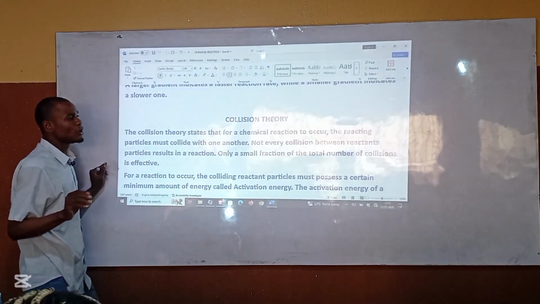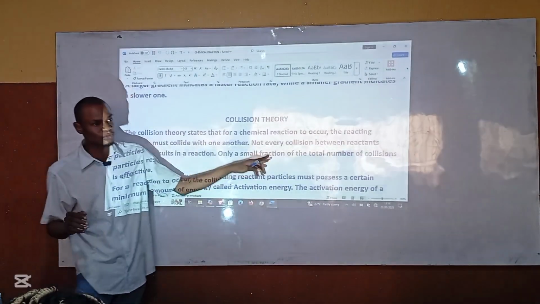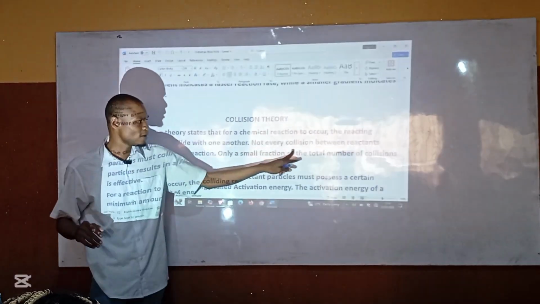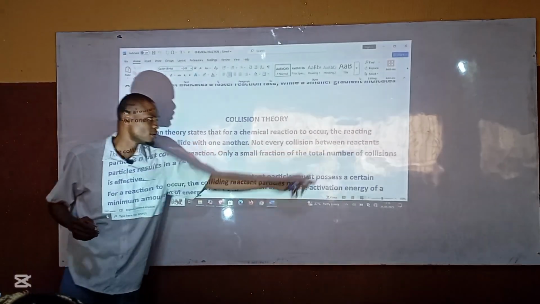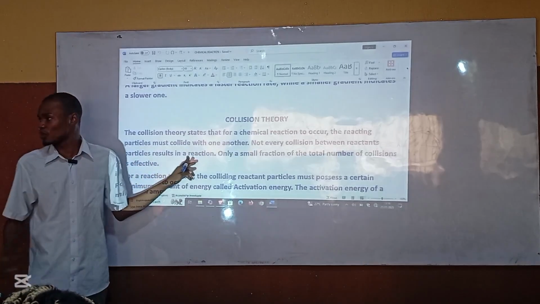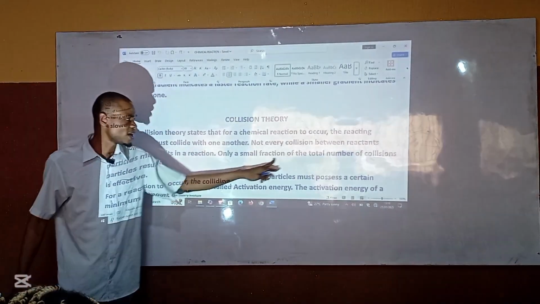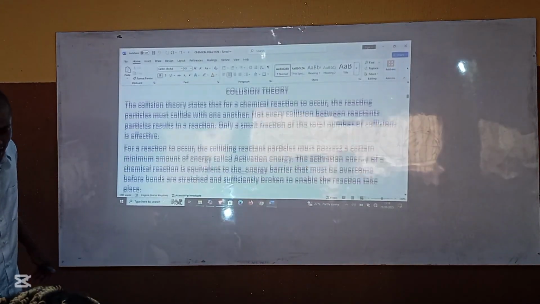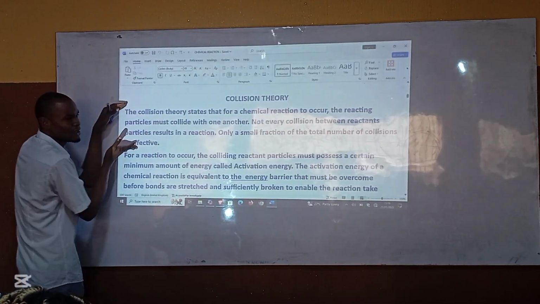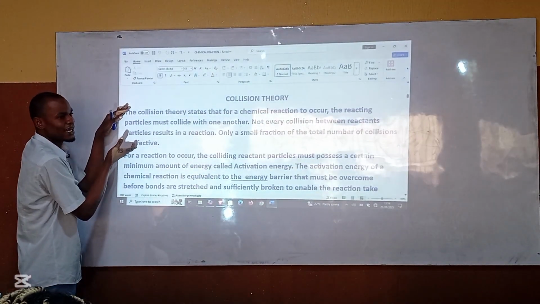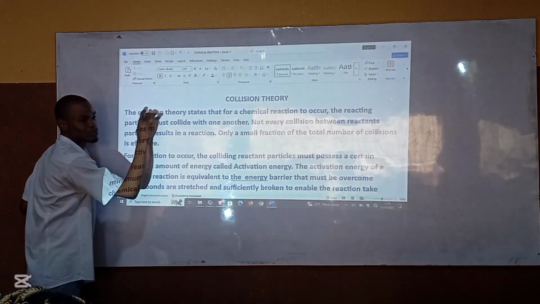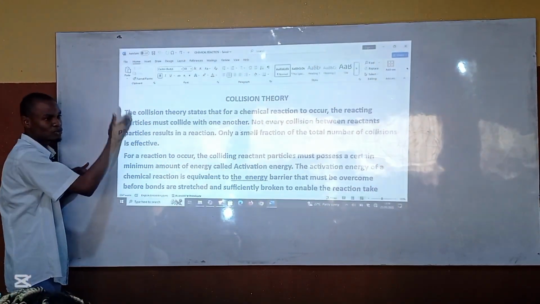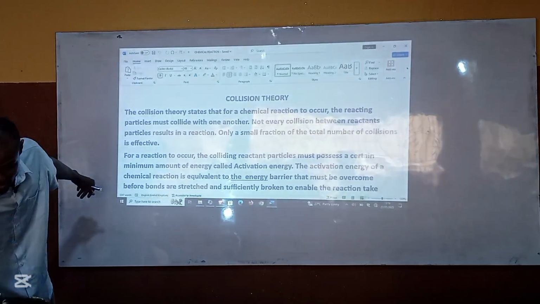Not every particle collision results in a reaction. Only a small fraction of the total number is effective. So if you are asked to explain collision theory, this is okay. But if you are writing it yourself, you may not know how to state it, so they will give you options, and you are going to pick the right one there.